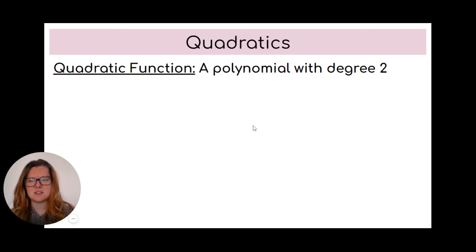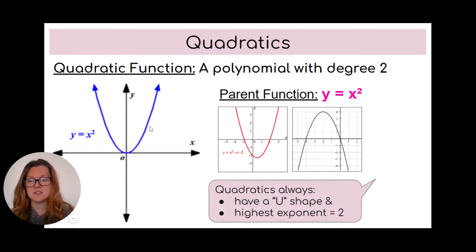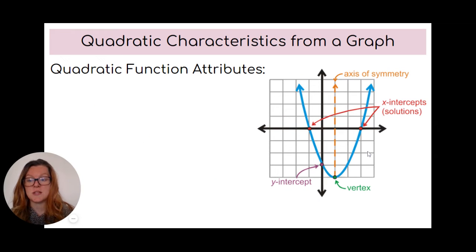Okay, so first let's talk about what is a quadratic function. It's just a polynomial with degree 2. So y'all see how this is like x squared. Anytime that is the highest degree, it's always going to be a quadratic, and it's always going to be in the shape of a parabola, or it's just a fancy way of saying a U shape. So you're either going to see it up or you're going to see it down. And then again, the highest exponent is going to be a 2.